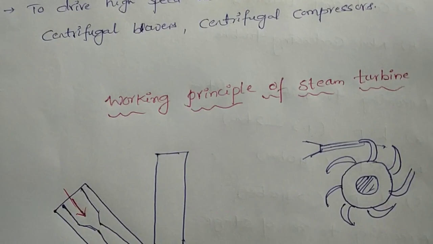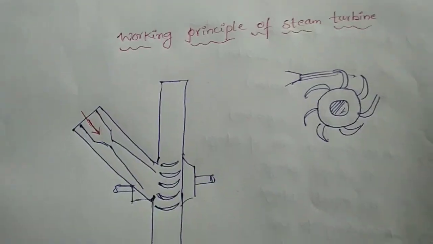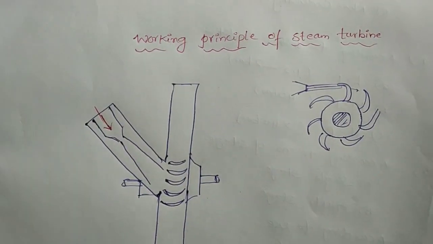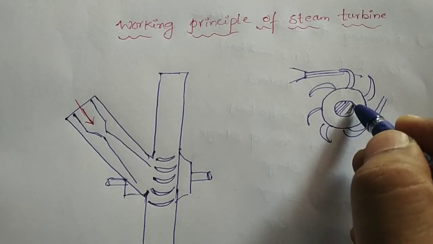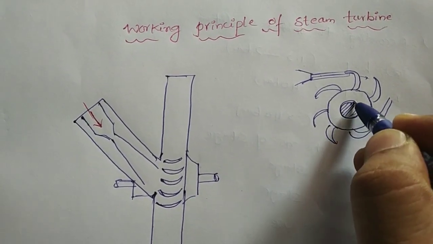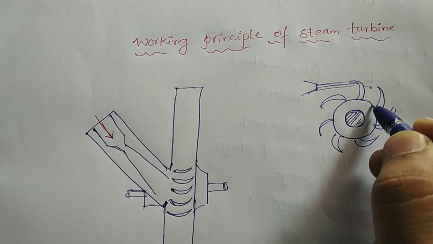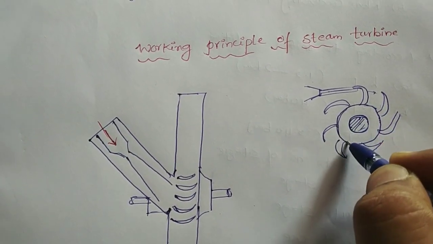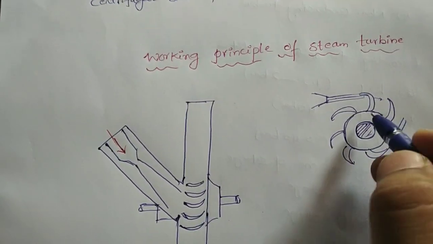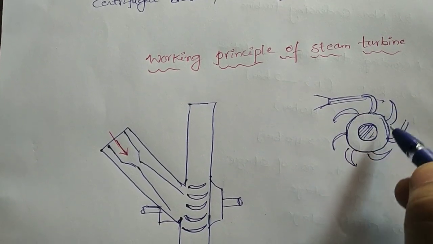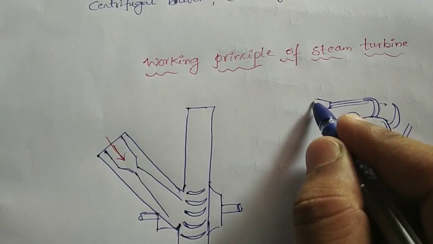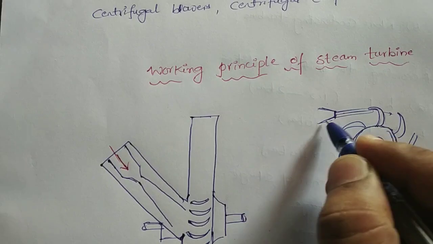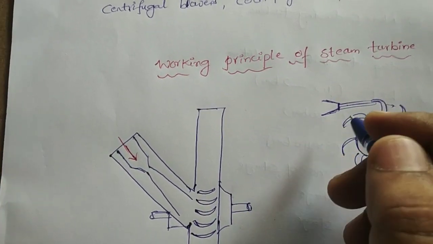Now let us see the general working principle of steam turbine, how the steam turbine works. Now this is a shaft. The shaft is attached to the rotor, also called the runner. On the runner the blades will be placed. Now from the nozzle the steam is coming. How is the steam coming?